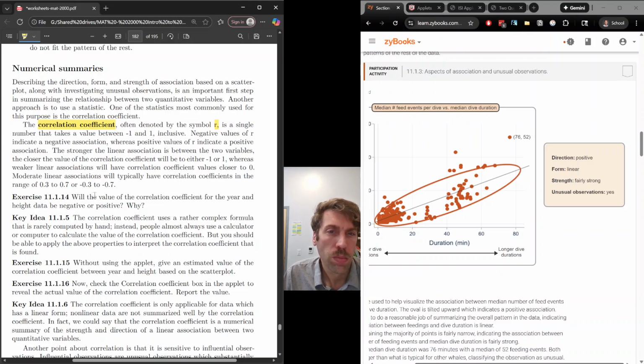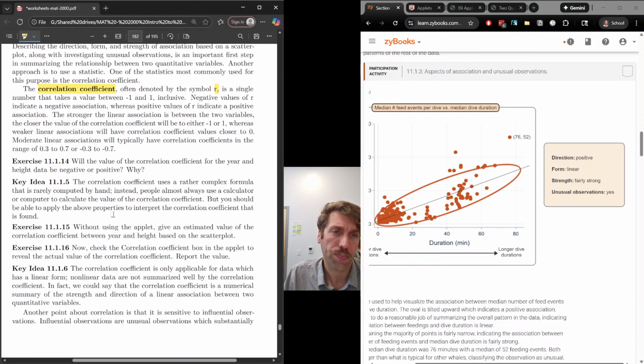So will the value of the correlation coefficient for the year and height data be negative or positive? Why? Without even having calculated it, you should be able to see if it'll be negative or positive based on the trend in the data. If it's trending up, it should be positive. If it's trending down, it should be negative. For instance, in the Zai book over here, this association had a positive correlation because it's trending up.